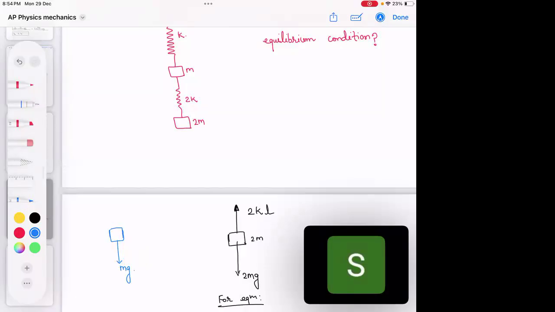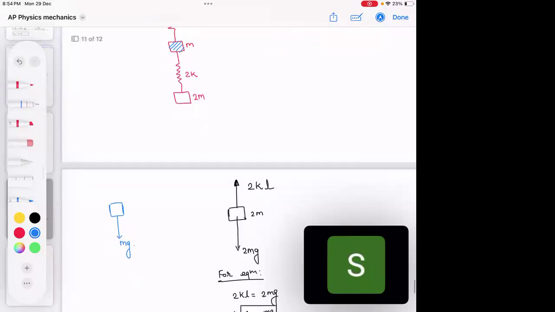Please tell me how many spring forces are acting on block M, I am asking. See, block M is in contact with the 2 springs. So two spring forces will be acting now. Yes, sir, one spring, 2K. So you see 2K is applying force on 2M. See carefully.